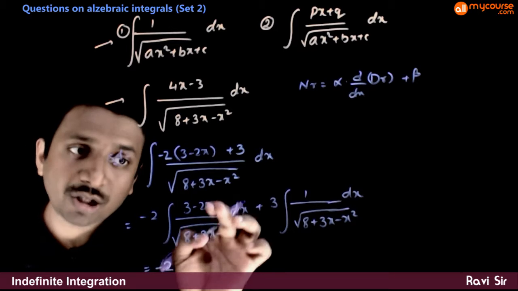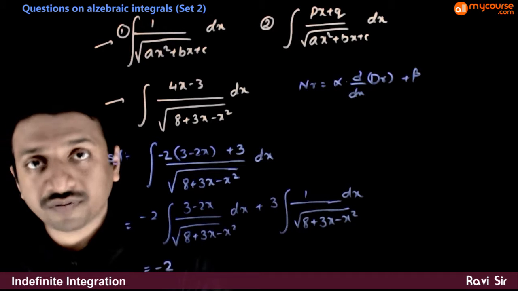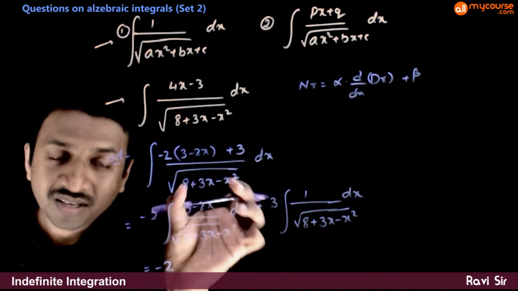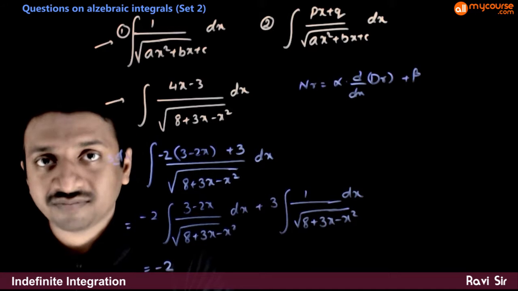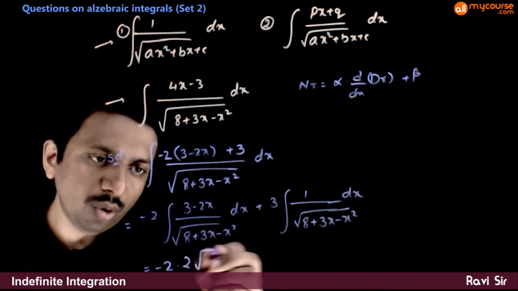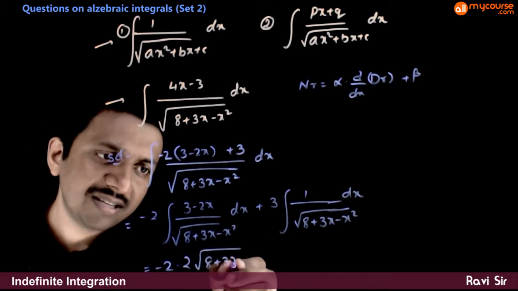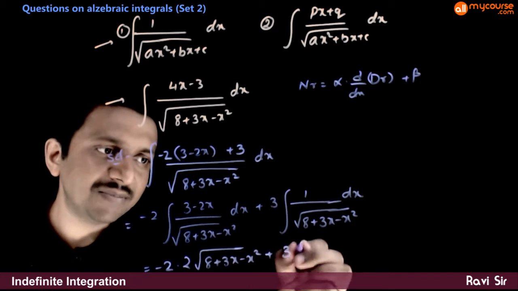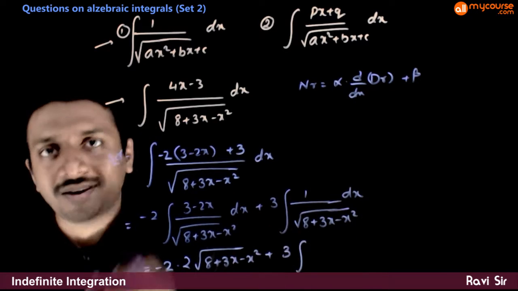So what is the integration of f dash of x by root of f of x? If you take this as t, the numerator will become dt. So t power minus half dt, that is t power half by half, is 2 root of (8 plus 3x minus x square). That's the integration. Plus 3 times integration of, this is 1 by root of a quadratic.